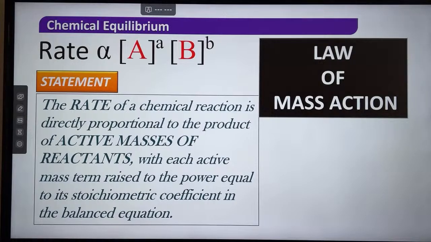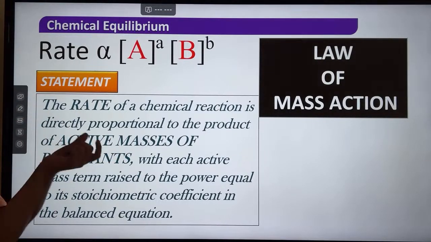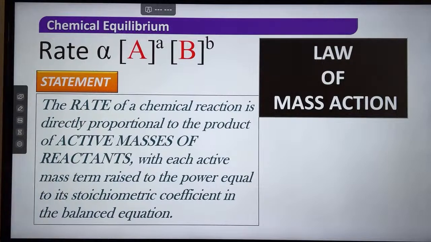This is just about any reaction going from one side to another. For reversible reactions, we will apply it for both sides, and then we will get rate of forward, rate of backward, K forward, K backward.